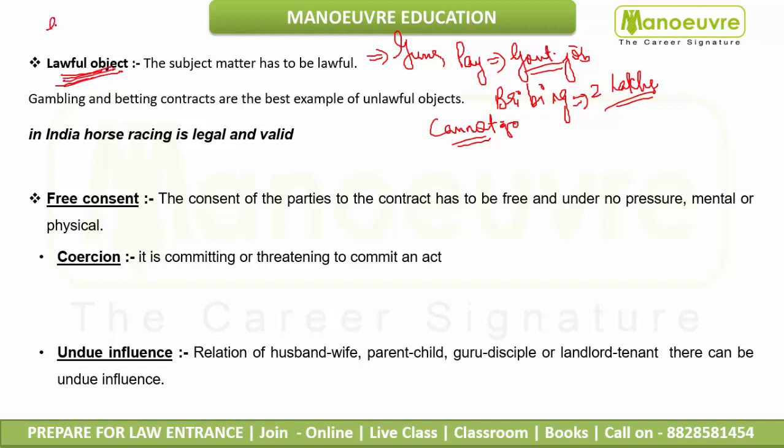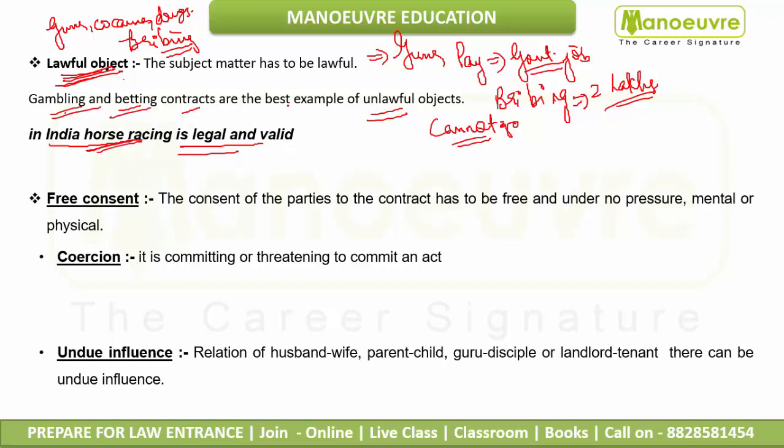Always remember, it is not only about guns and cocaine, correct? It can be drugs, it can sometimes be even about bribing. So this should strike you that even bribing is not allowed in India. Okay, gambling and betting contracts are the best example of unlawful object, because these practices are legally not allowed in India. But you have to keep in mind, guys, in India horse racing is legal and valid. So if you have any concerns about principle and facts questions, remember that in India horse racing is legal.